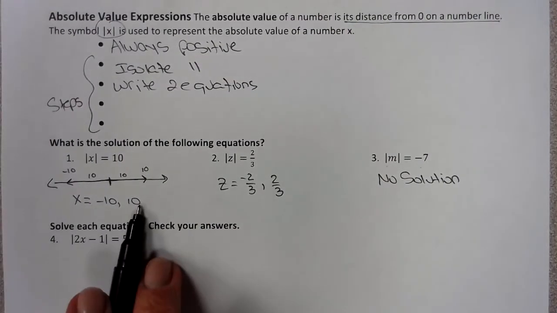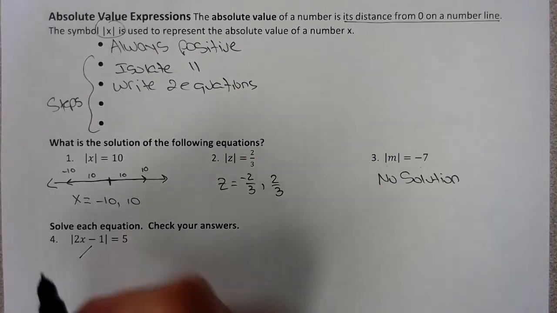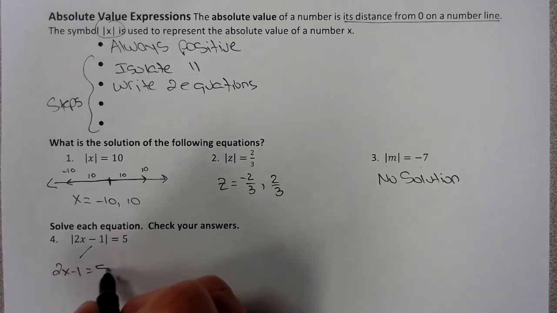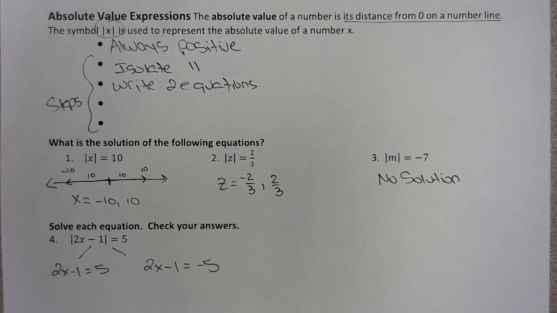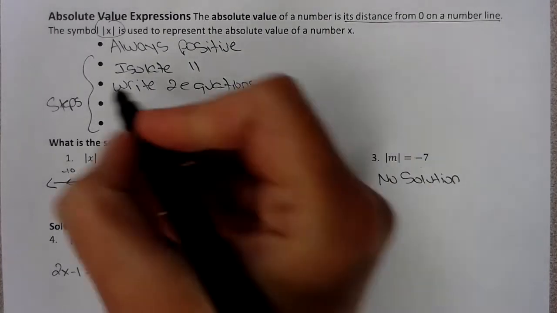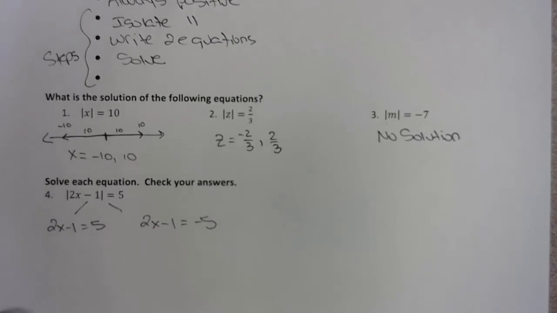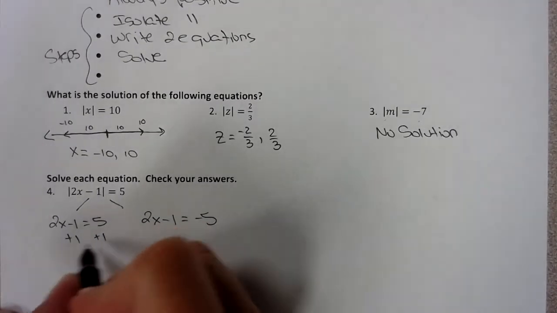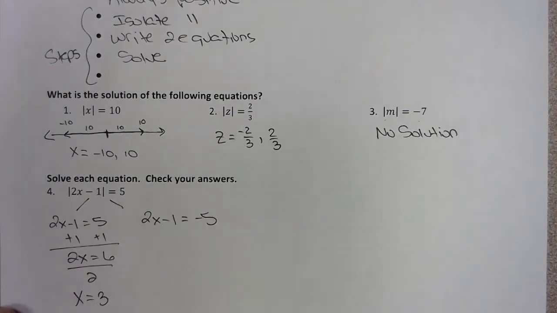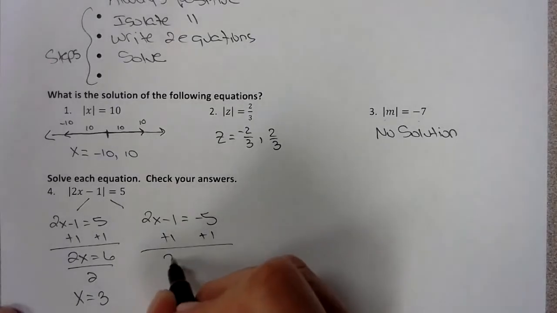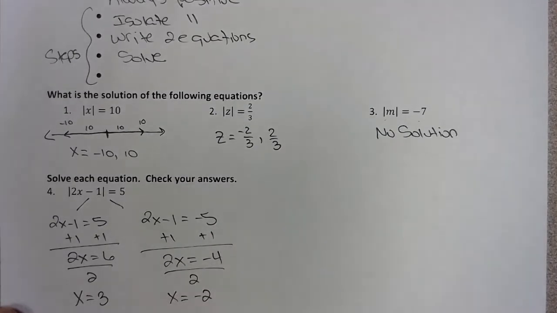We notice up here that absolute value, it either equaled negative 10 or positive 10. So either 2x minus 1 equals 5 or 2x minus 1 equals negative 5. Next step is you will do some algebra and solve. So add 1 to both sides, divide, x is 3, add 1 to both sides, divide, x is negative 2.